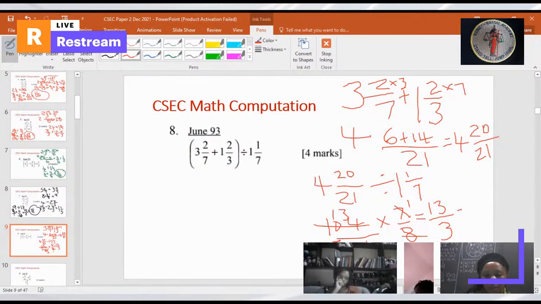Then you divide that, so you change that to a mixed number. 3 goes into 13 4 times, remainder 1. So you get 4, and you put the 1 back over the 3. That's our final answer: 4 and 1 over 3.